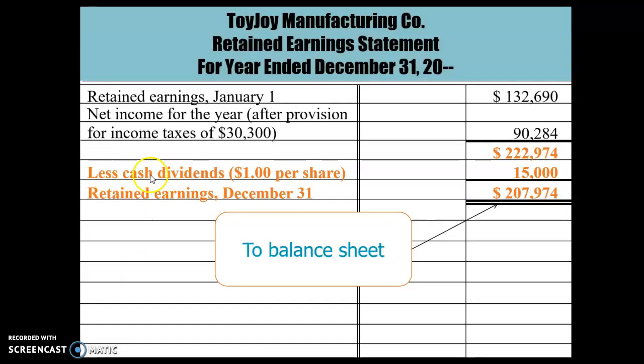Okay, here we're subtracting the dividends that the corporation paid out to the investors. The investors are considered part owner, and these dividends then are considered like an owner withdrawal. And so we subtract that out, okay, and we get our ending retained earnings from the end of the period, and that's what's going to have to go then to the balance sheet, 207,974.